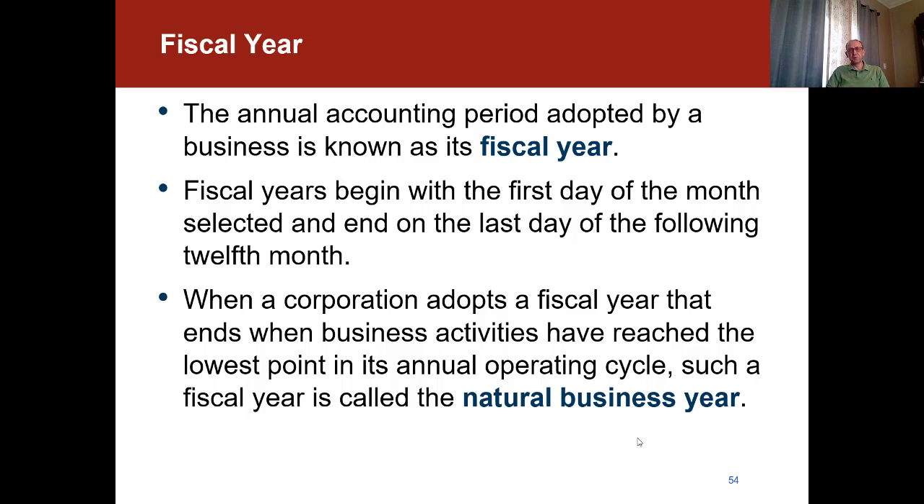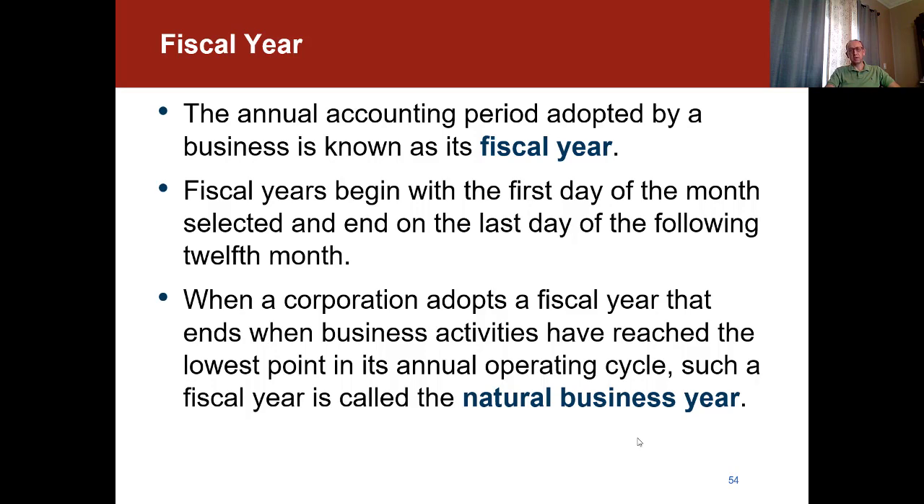Now let's talk about something called the fiscal year. The fiscal year is basically the fiscal period of the business, and it could be the calendar year if it starts in January and ends in December. But some businesses like to start on, let's say, July 1st, and they can do that. So the fiscal year would not be the calendar year. The annual accounting period adopted by a business, we call it the fiscal year. And the fiscal year begins with the first day of the month selected and ends on the last day of the following 12 months. I have to admit that there are a few exceptions to this rule.